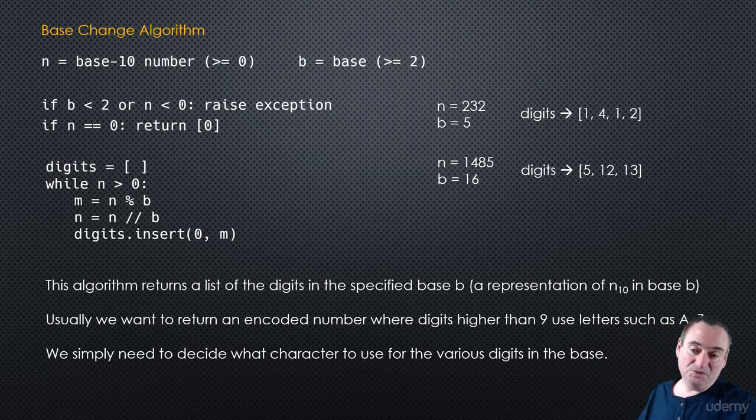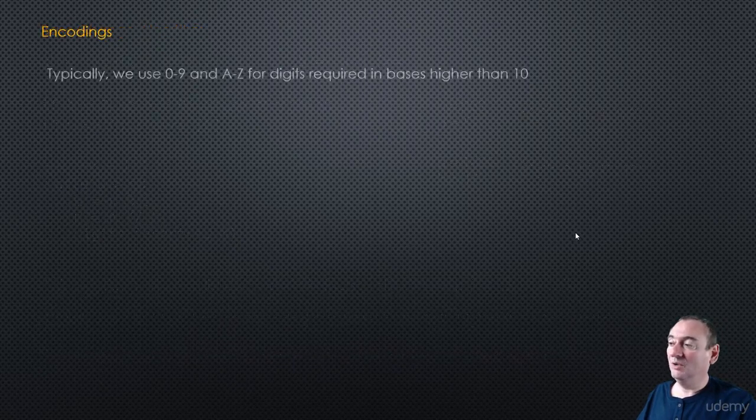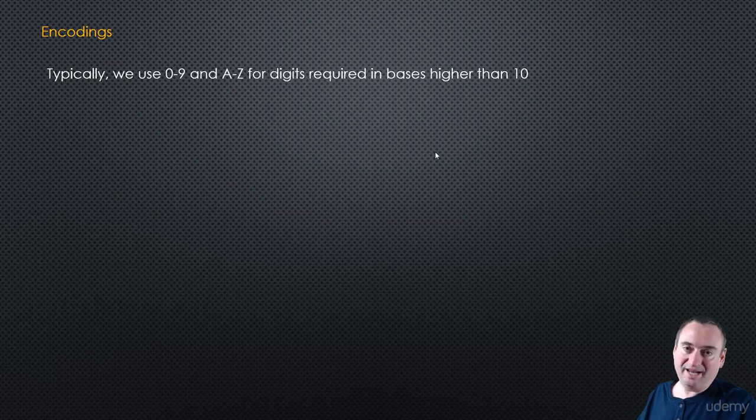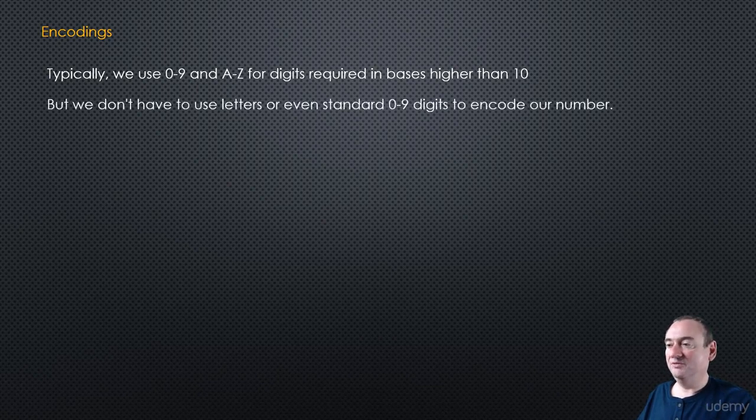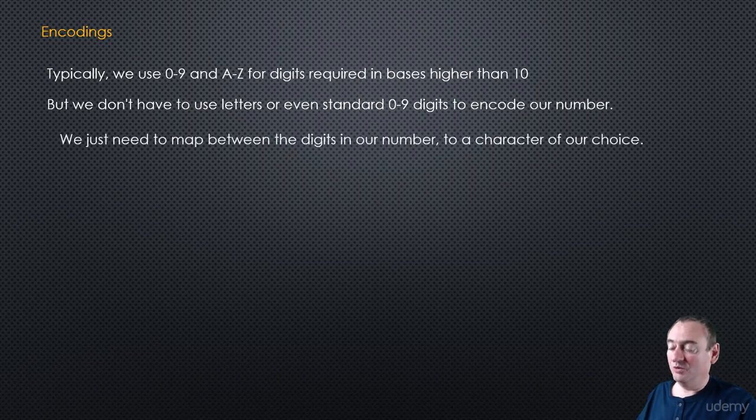Traditionally, we use A through Z. So let's look at encodings. Typically, as I said, we use 0 through 9 and A through Z for digits that are higher than base 10, that require more than just the 10 digits, 0 through 9. But we don't have to use letters. We don't have to use the standard digits either. We can use anything. We just need a map between the digits in a number and a character of our choice, a single character. That way we're able to encode 10, 11, 12, things that take up 2 digits in base 10, into a single digit.